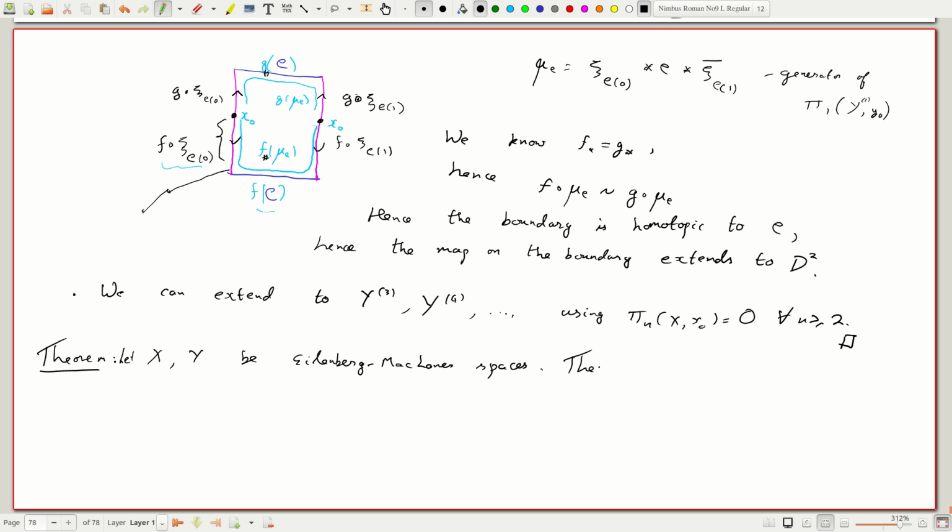Okay, then X is homotopy equivalent to Y if and only if we have pi 1 of X, x0 equals pi 1 of Y, y0. And there is more here, that is maps, group homomorphisms correspond bijectively to maps up to homotopy. The entire homotopy theory is the group theory. This has many nice consequences.